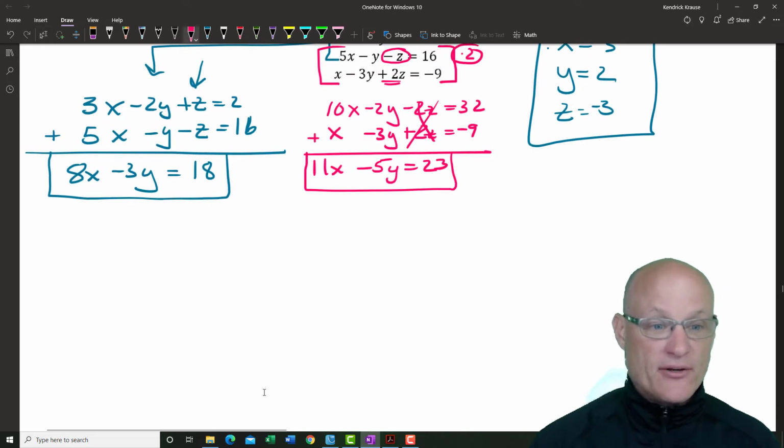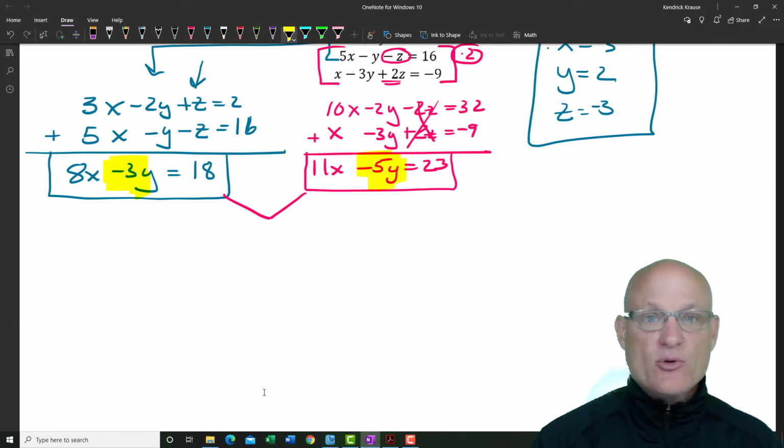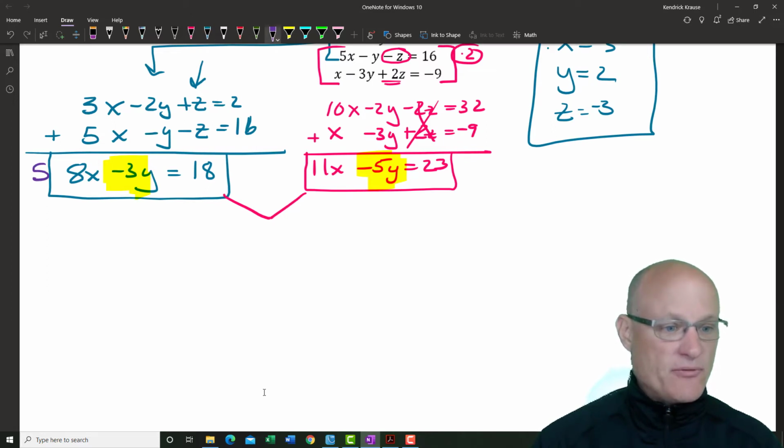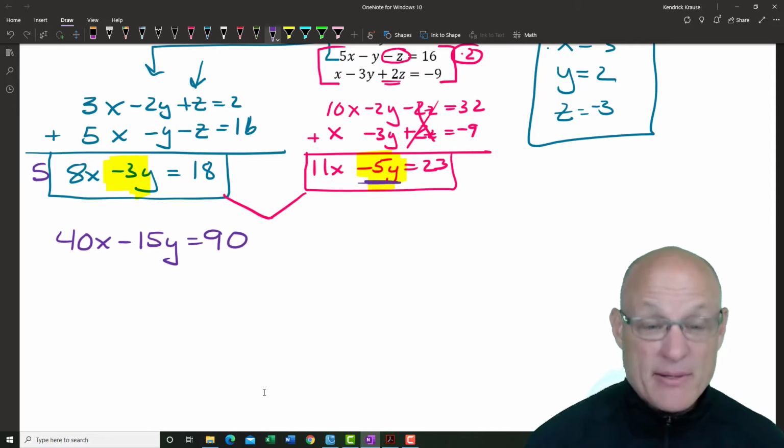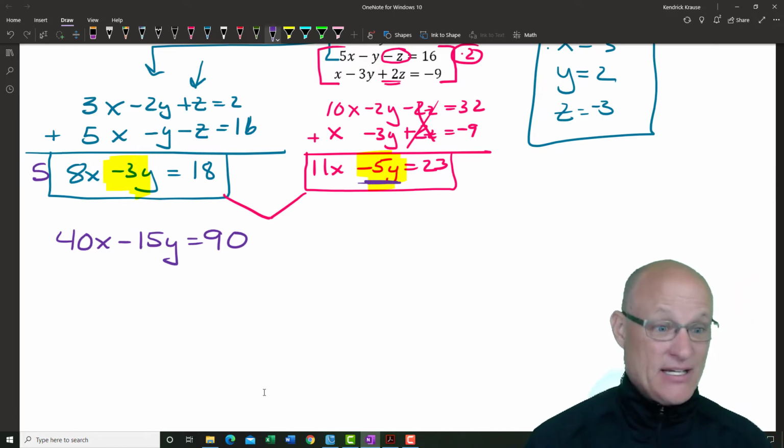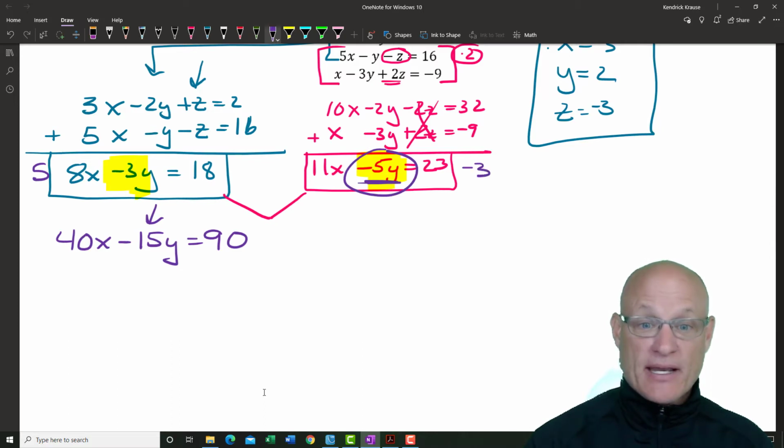Okay, I want to put these 2 together, and I want to get rid of one of the letters. So I'm thinking I'm going to deal with the y's. They look a little bit easier to work with. And I need to make those a pair of opposites. So I'm going to take this one over here, and I'm going to multiply this one by 5. So that gives me 40x minus 15y, you'll see why in a minute, equals 90. Now I need this one to be positive 15y, because then it will get rid of the y's. So I've got to multiply by negative 3.